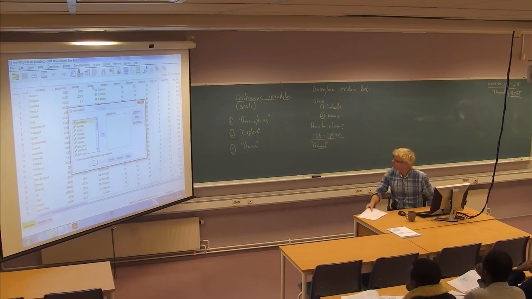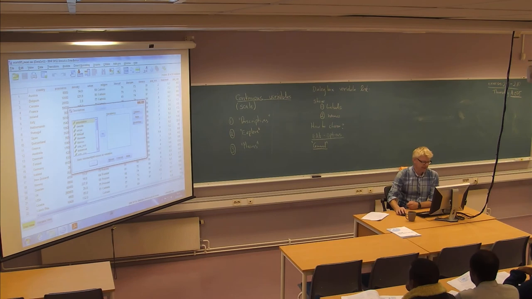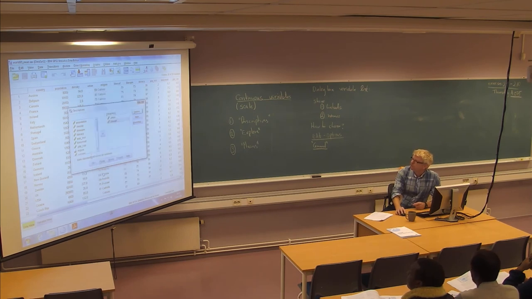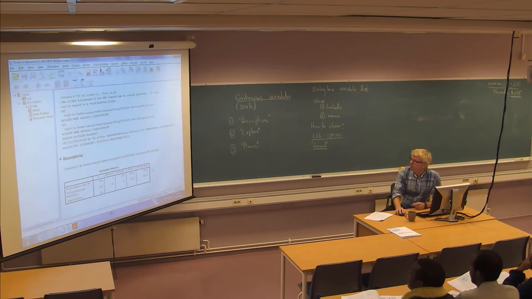Okay, so what was I actually going to do? I was going to show you the descriptives menu. We can take one or a few variables. There are some options here, a very limited list of options. You can show the mean, the standard deviation, the minimum, the maximum, and a few others. So you continue and just click OK. And this is the output, basically.